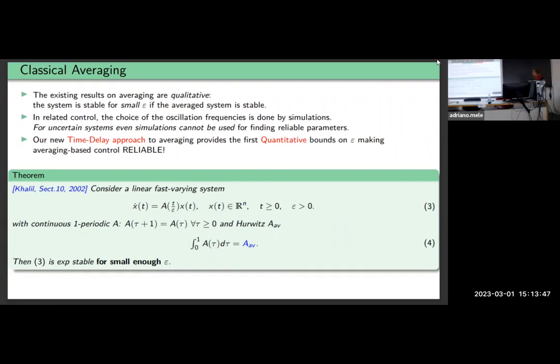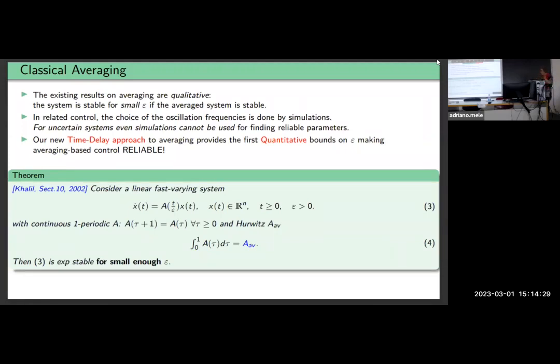So in averaging, let us consider A, which is epsilon periodic here in these terms. So the integral of this A, let us say from t minus epsilon till t, is some constant matrix, which is stable. So in this case, the average system looks like this, x dot equals A average multiplied by x, and it is stable.